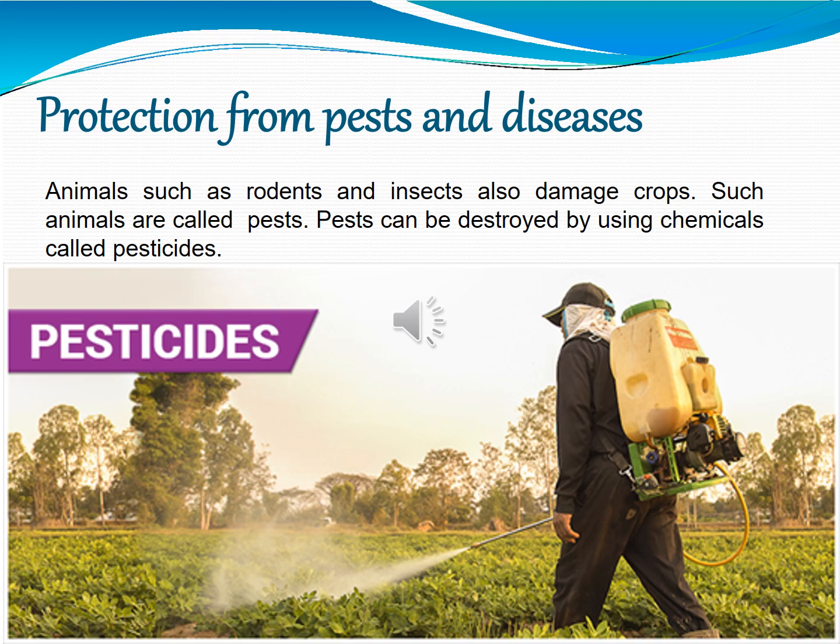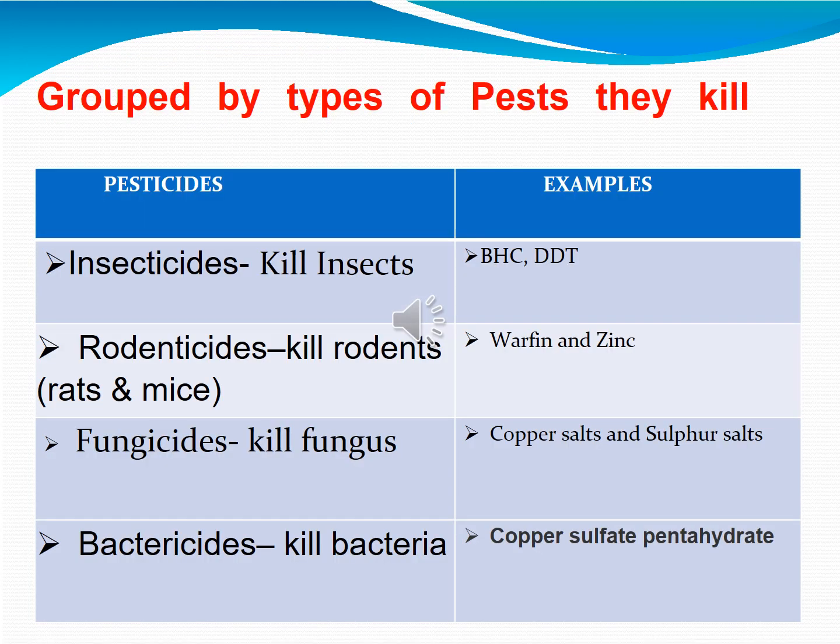Protection from pests and diseases. Rodents and insects are animals that cause damage to the crops. Such animals are called pests. Pests can be destroyed by using chemicals called pesticides. Pesticides can be grouped by the types of pests the chemical can kill. Insecticides kill insects.